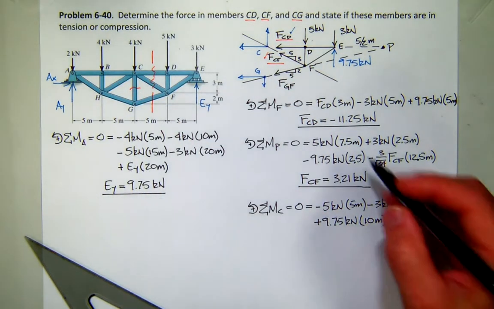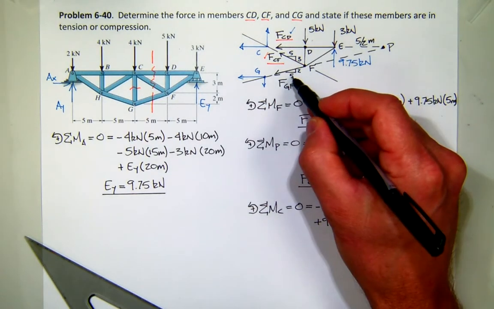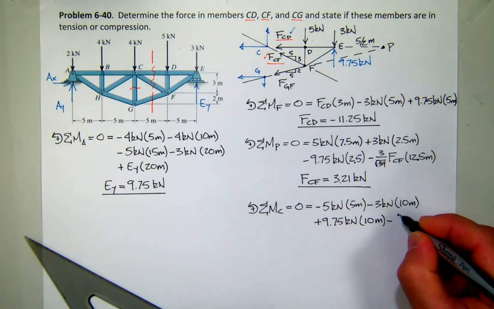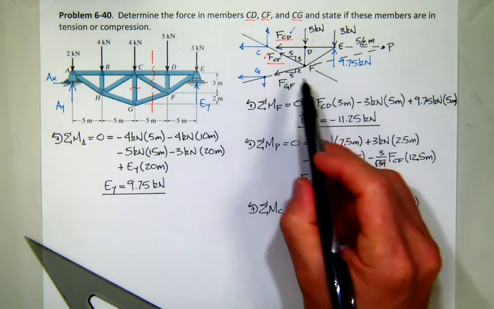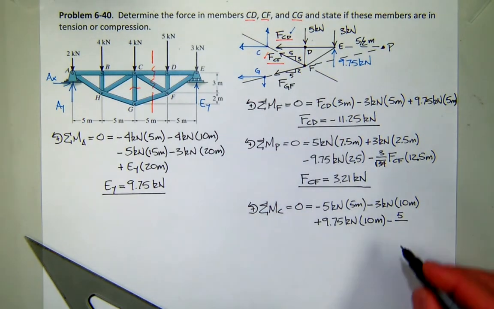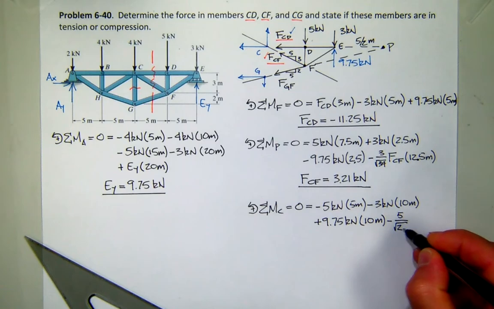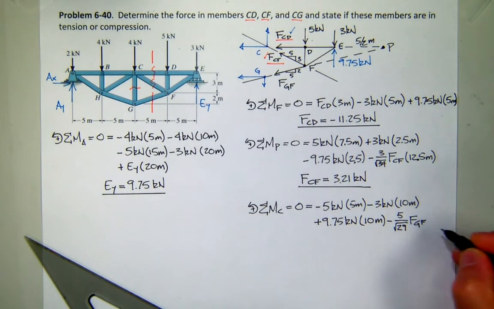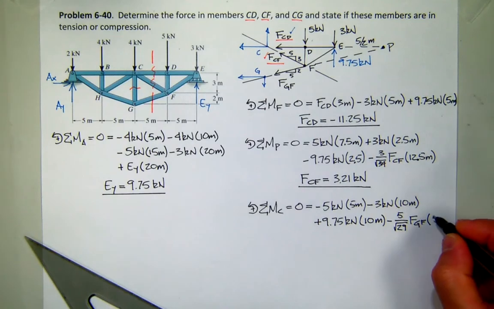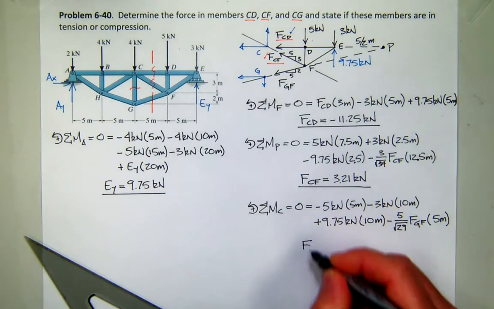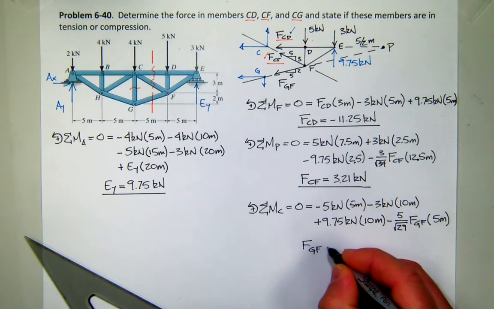So what is that? Looks like I need 5. This is a 2, 5 triangle, so this component is going to create negative moment. It'll be 5 over, well, 5 squared plus 2 squared, square root of 29. And that'll be force GF. So that's my X component. And then the moment arm is 5 meters. So I should be able to find the force GF.